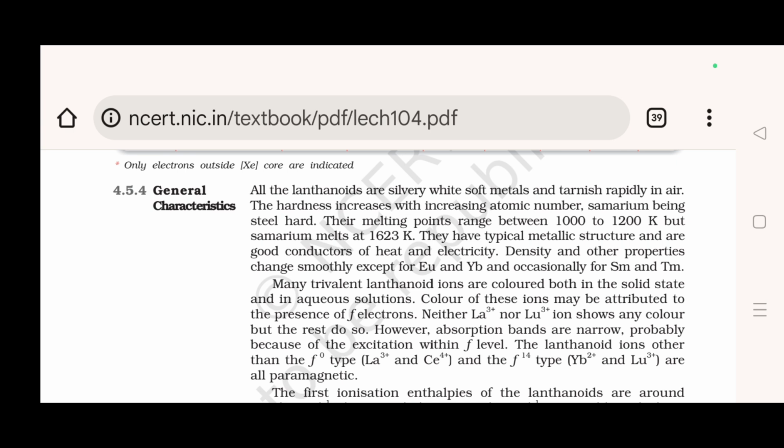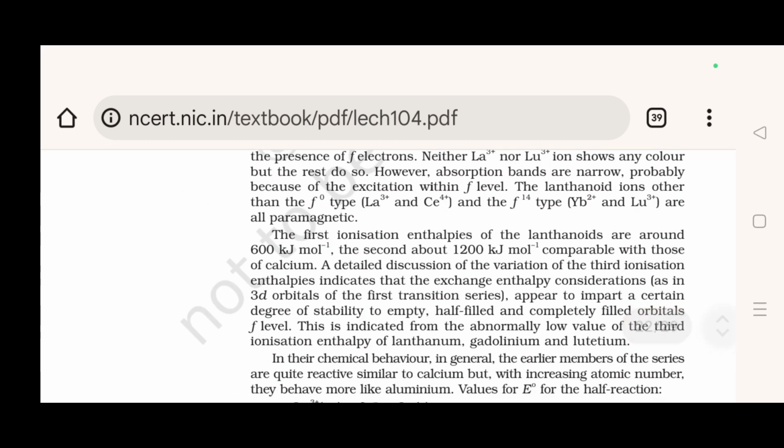The lanthanoid ions other than the f0 type, La3+ and Ce4+, and the f14 type, Yb2+ and Lu3+, are all paramagnetic. The first ionization enthalpies of the lanthanoids are around 600 kJ/mol. The second is about 1200 kJ/mol, comparable with those of calcium.